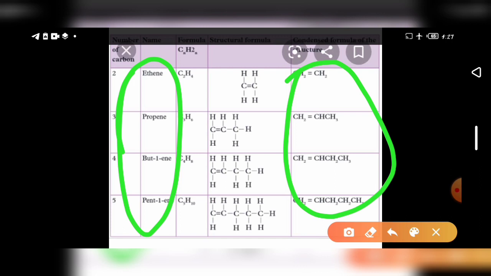Tomorrow we will meet with another 2 examples and the total of alcohols, aldehydes and ketones, and carboxylic acids, and how we have to name those compounds. Okay.